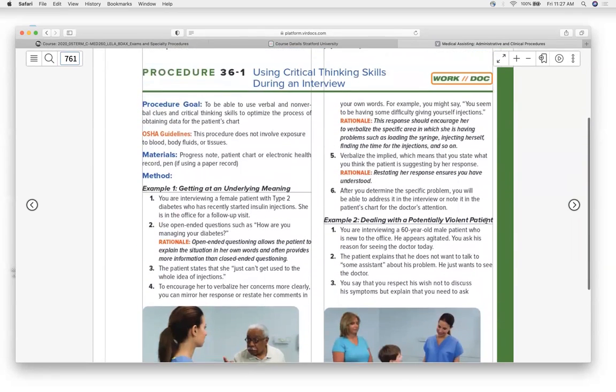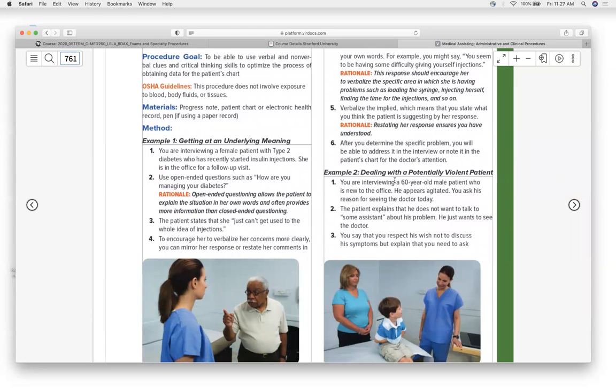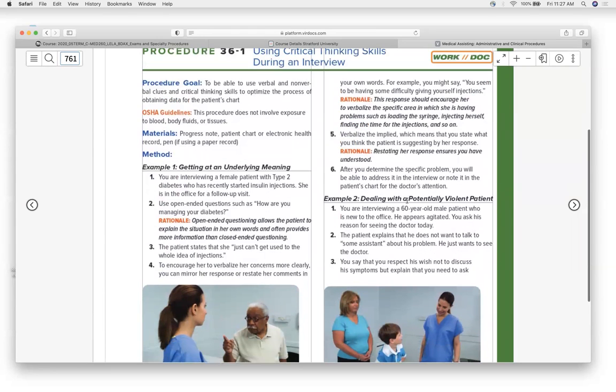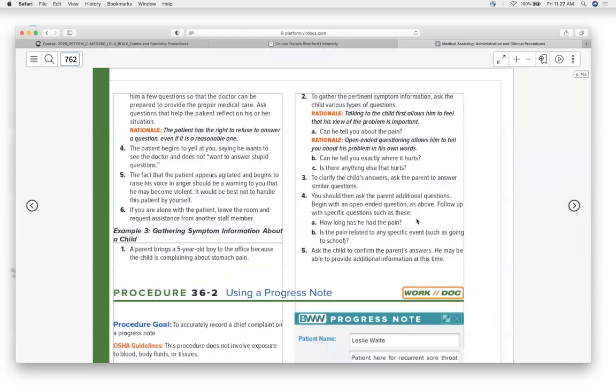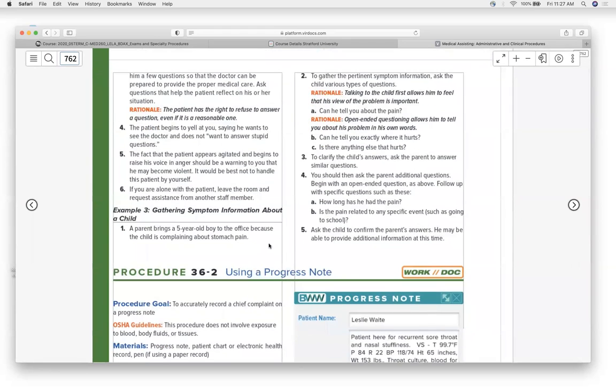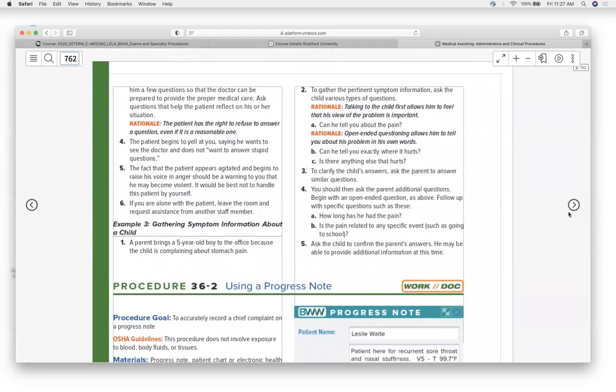And remember, I said, focus on how do you deal with a potentially violent patient or angry patient? How do you deal with a nervous patient? How do you deal with kids and their guardians?